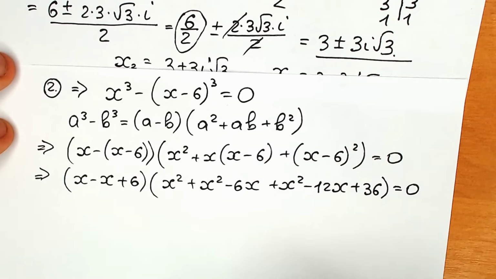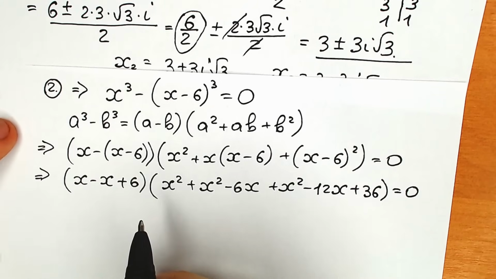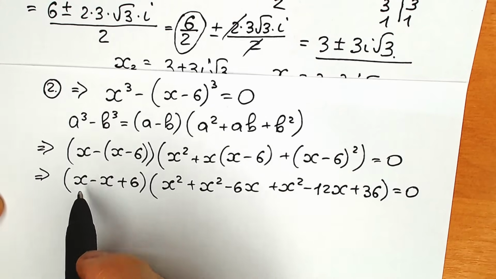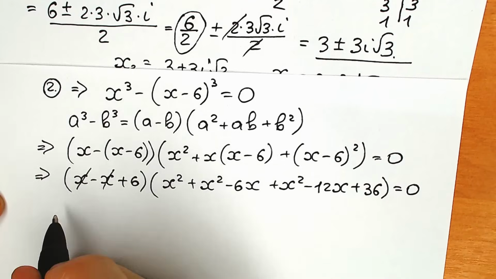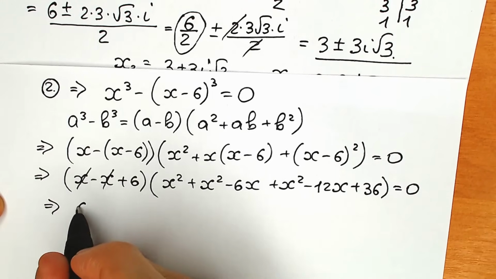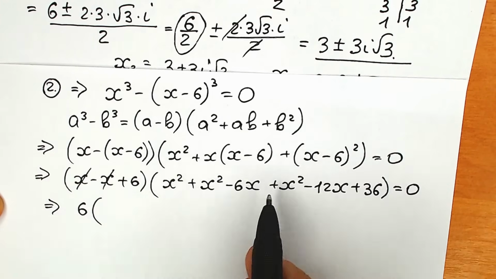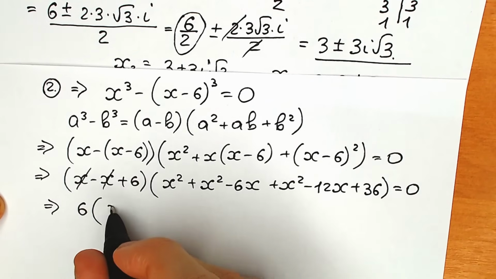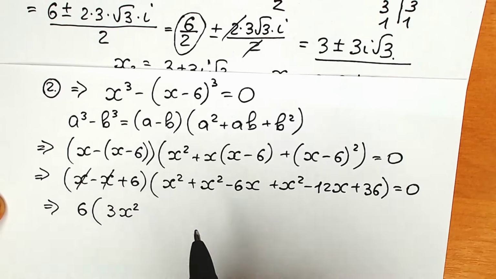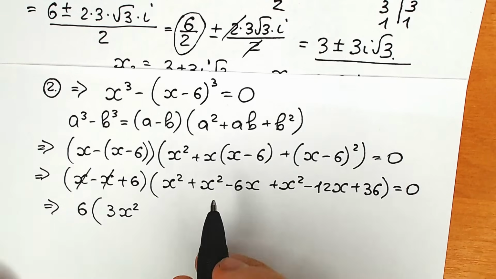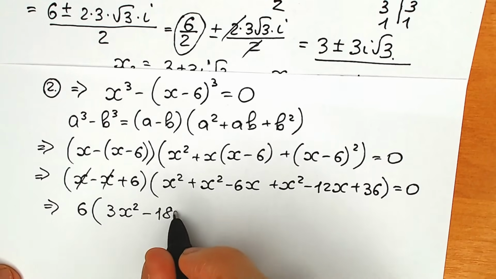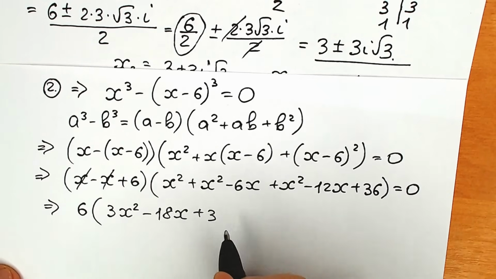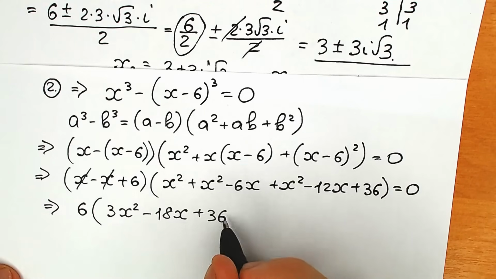And right now we have a product of two parentheses, absolutely the same principle as we had before, but moreover we can easily cancel this x from here, so as a result we have only our 6 right here, and according to another parenthesis we will have 2x squared plus x squared, we have 3x squared, so 3x squared minus 6x minus 12x, so we have minus 18x, and plus 36 is equal to 0.